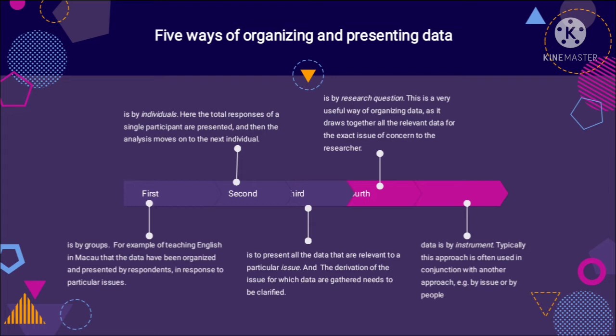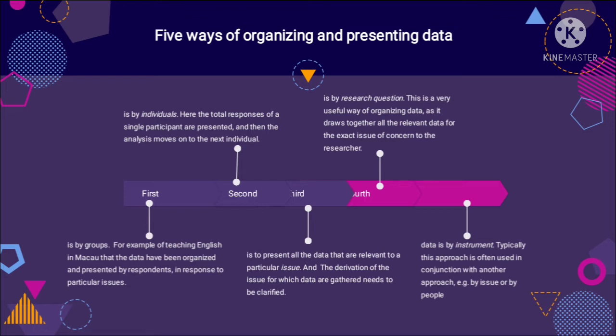A second way of organizing the data analysis is by individuals. Here, the total response of a single participant is presented, and then the analysis moves on to the next individual. This preserves the coherence and integrity of the individual's response and enables a whole picture of that response to be presented, which might be important for the researcher.